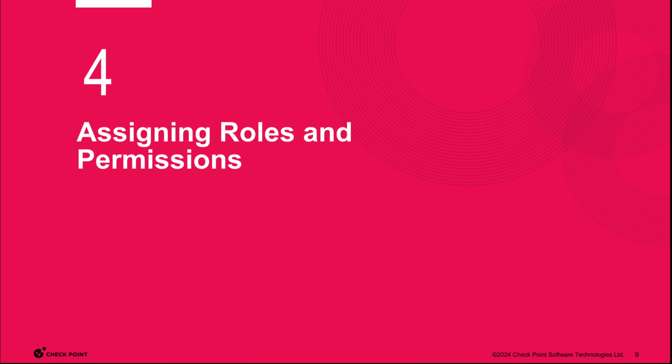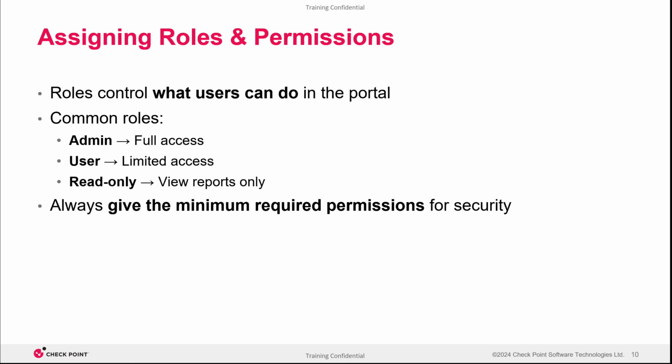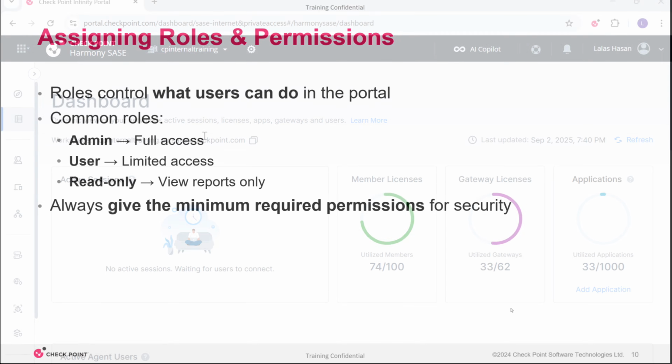Now let's talk about roles and permissions. Roles determine what users can do in the portal. Common roles include admin, which provides full access, user, which offers limited access, and read-only, which allows viewing reports only. Always follow the principle of least privilege. Give users only the permissions they need to perform their tasks. This is a key security best practice.